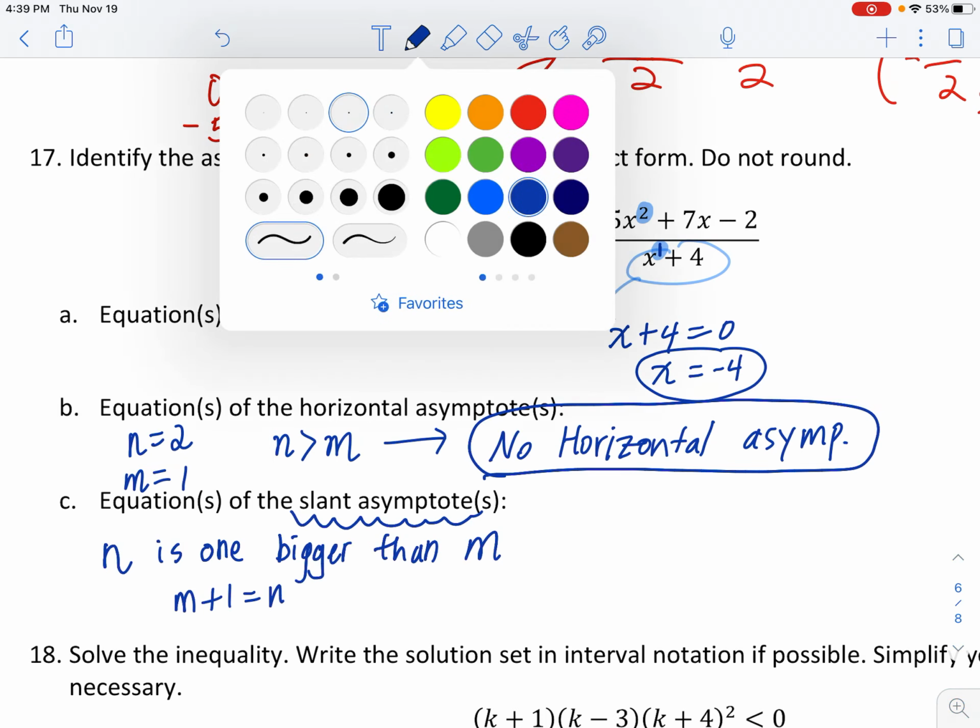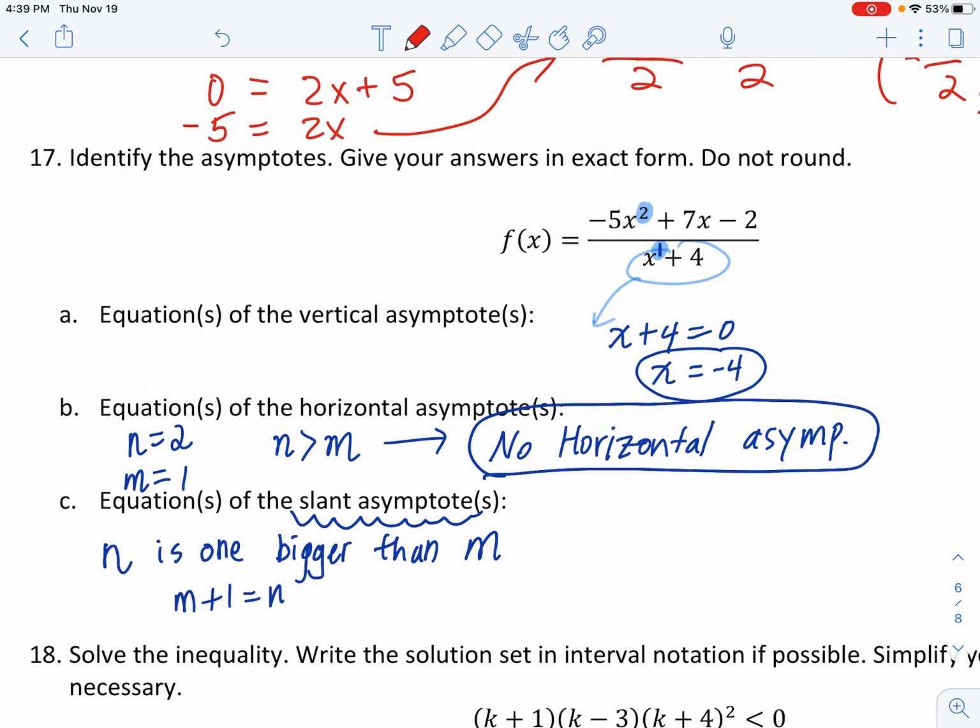So remember how to find it. You're going to find it using either long division or synthetic division. The quotient is going to be the equation of the slant asymptote. So I'm going to do synthetic division. You can do long division if you want, but I'm doing this. -5x squared plus 7x minus 2, I will divide this by x plus 4. So if I'm doing synthetic division, I put -4 in the box. I don't think that's a 0, unless the remainder comes out to be 0, right? Put -5, the coefficient 7, and -2.